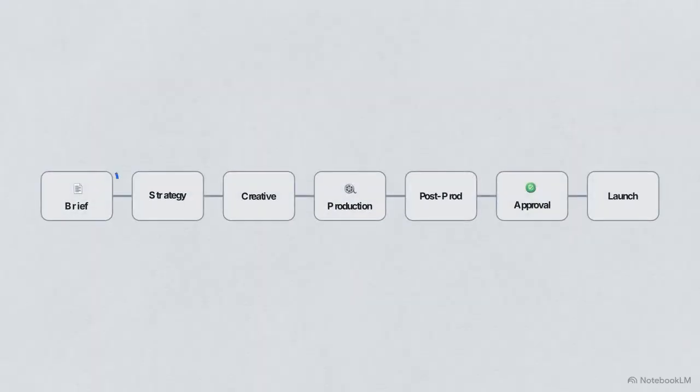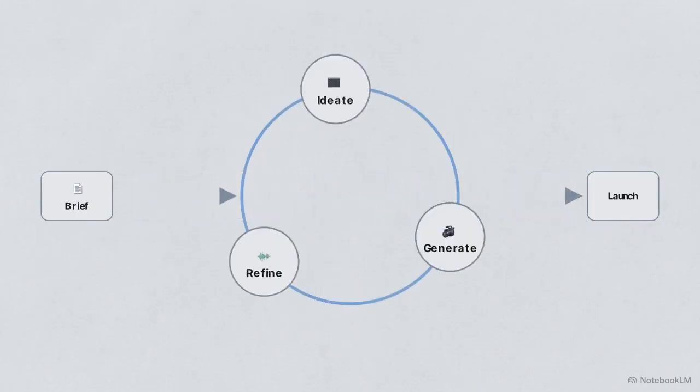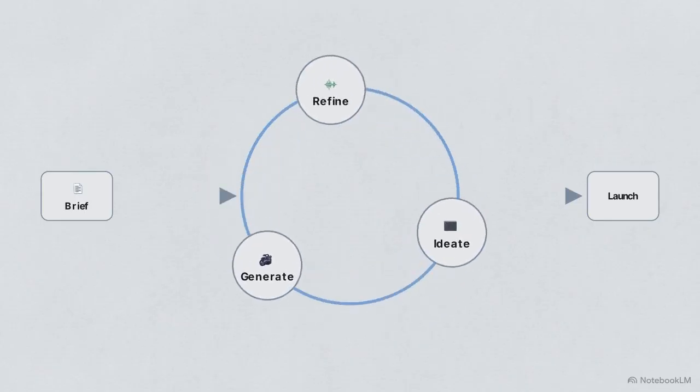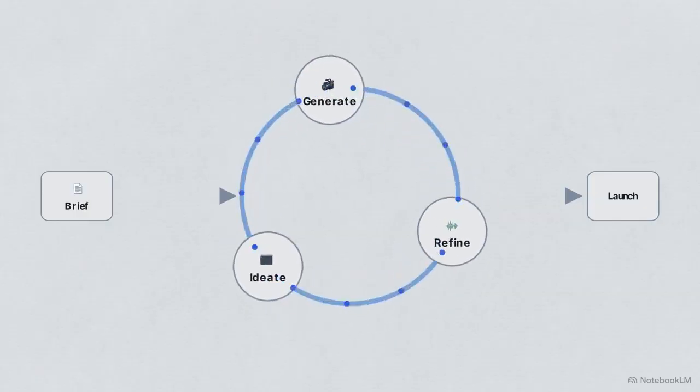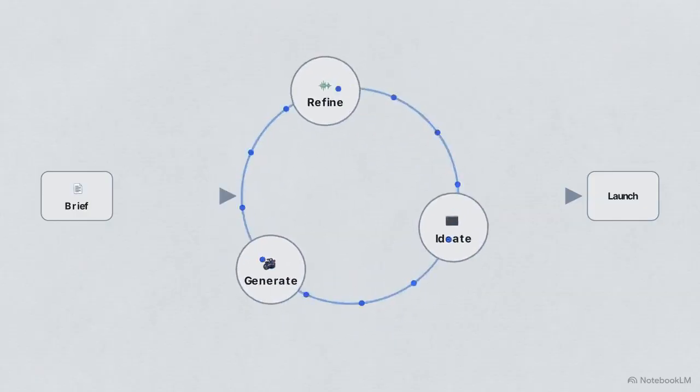Look at this traditional production pipeline. For decades, video creation moved in a straight line. Every phase required approval, creating massive bottlenecks. That model is obsolete. Production phases now happen simultaneously. The process collapses into a tight loop where you ideate, generate, and refine continuously.